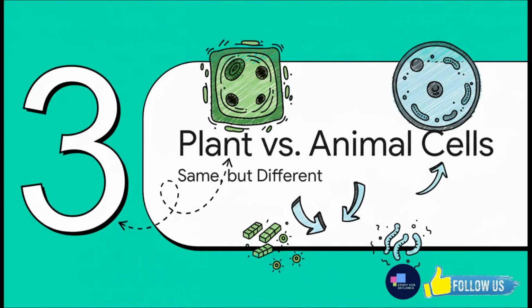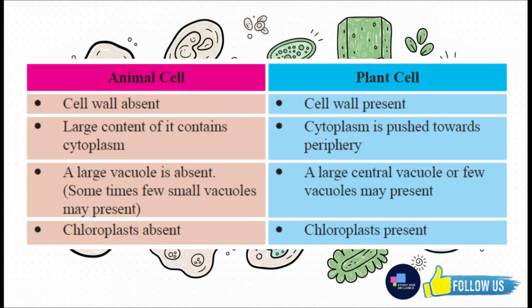Okay, now that we've had a basic tour of the cell, let's see how plant cells and animal cells compare. They are pretty similar in many ways, but they also have some key differences that are super important for what they do. As you can see right here in this table, the biggest differences are that plant cells have a strong, rigid cell wall for support. They also have a huge central vacuole to store water, which is really important for the plant. And, of course, they have chloroplasts to make their own food. Animal cells, they don't have any of these.